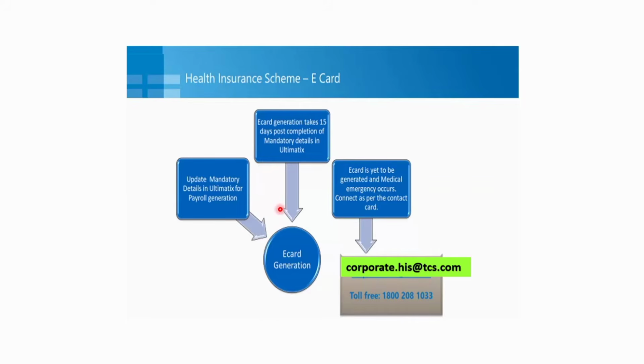Now what will happen if the e-card is not generated yet and there is some medical emergency? What do you have to do in that case? In that case you have to mail on this email ID, corporate.his@tcs.com, and you can even call on this number. This is very important guys, make sure that you take a note of this.